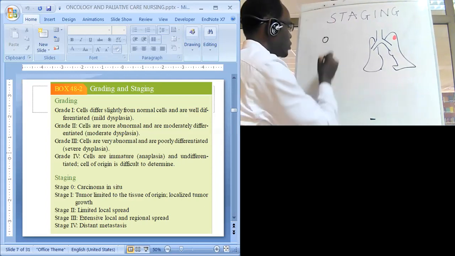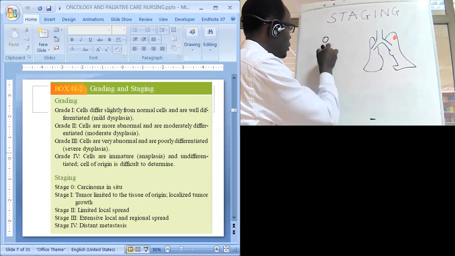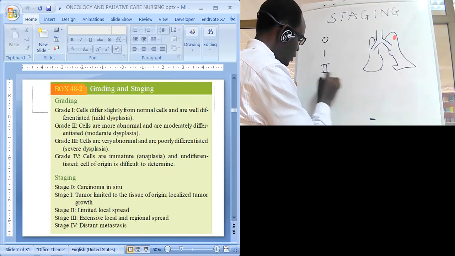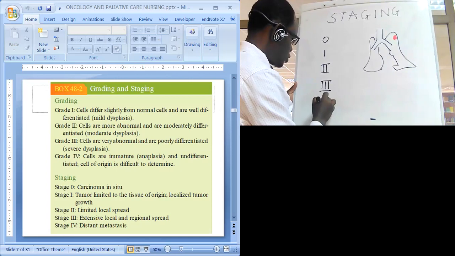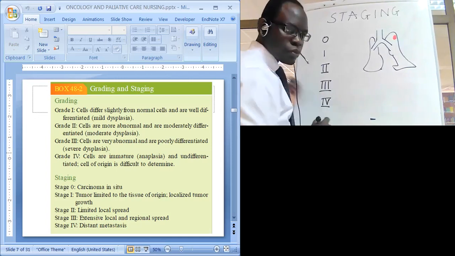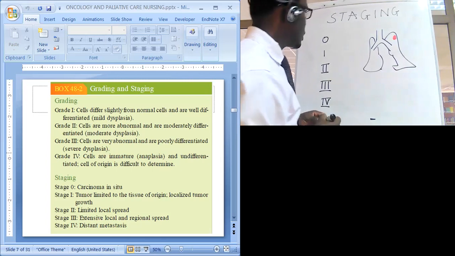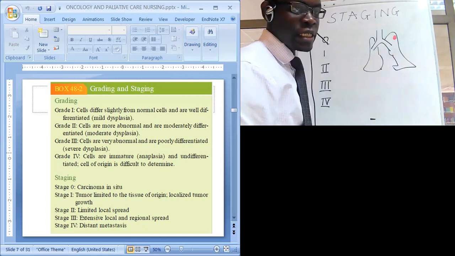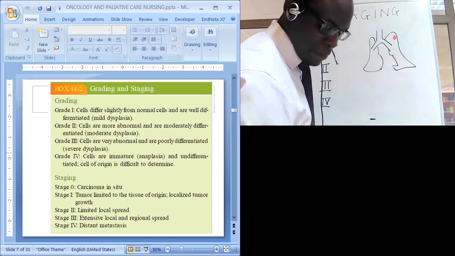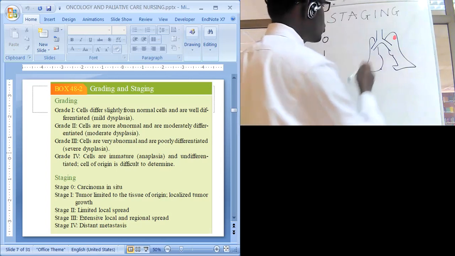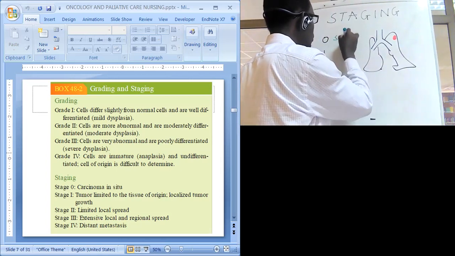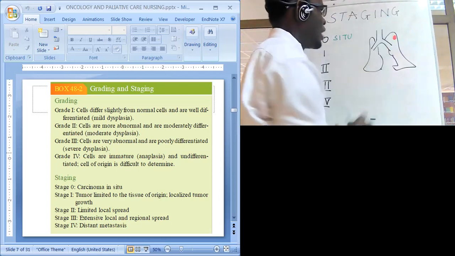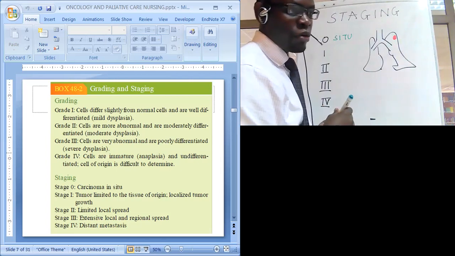There is stage 0, stage 1, stage 2, stage 3, and also stage 4. Now, with stage 0, it means that the carcinoma has not moved anywhere. It is still where it was initially. In other words, we say that the carcinoma is in situ. It is still there where it originated from.